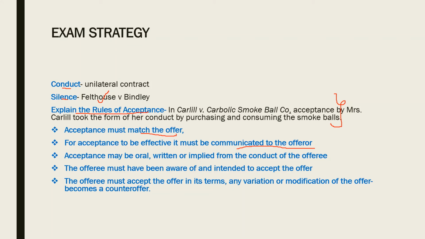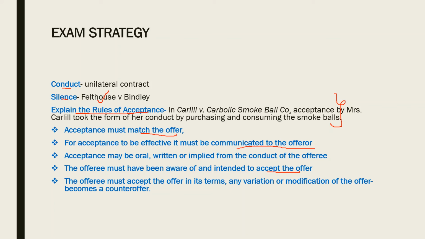Next is that acceptance may be oral, may be written, or implied from the conduct of the offeree, meaning that you could accept through speaking to someone, sending them an email, or even through your conduct, like I've explained through the story of Njoroge's lost puppy. Now, the other thing we need to appreciate again is that the offeree must have been aware of and intended to accept the offer. Taking you back to the question of iPhone 11 between Omondi and minor, in this case minor must have intended to accept that offer.